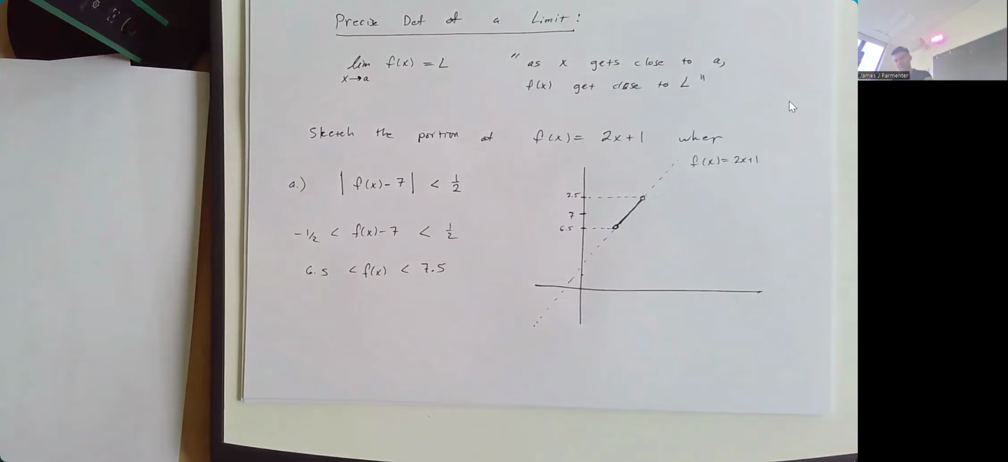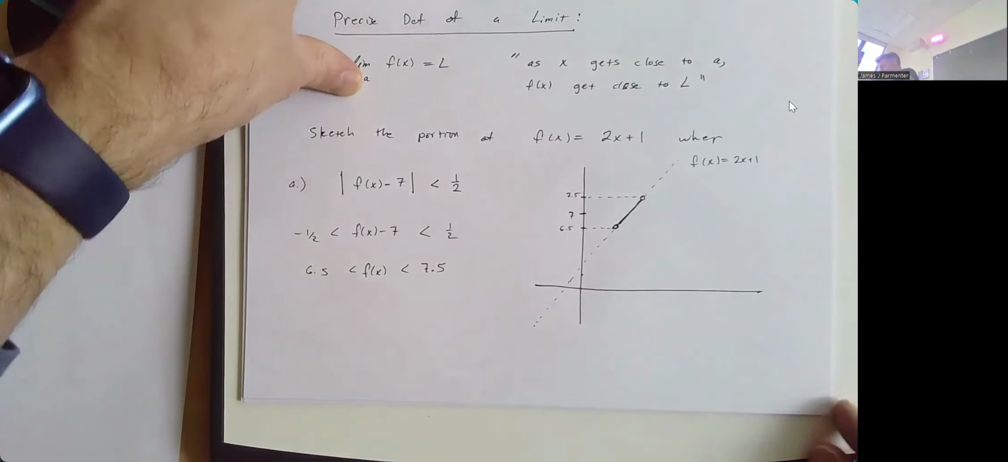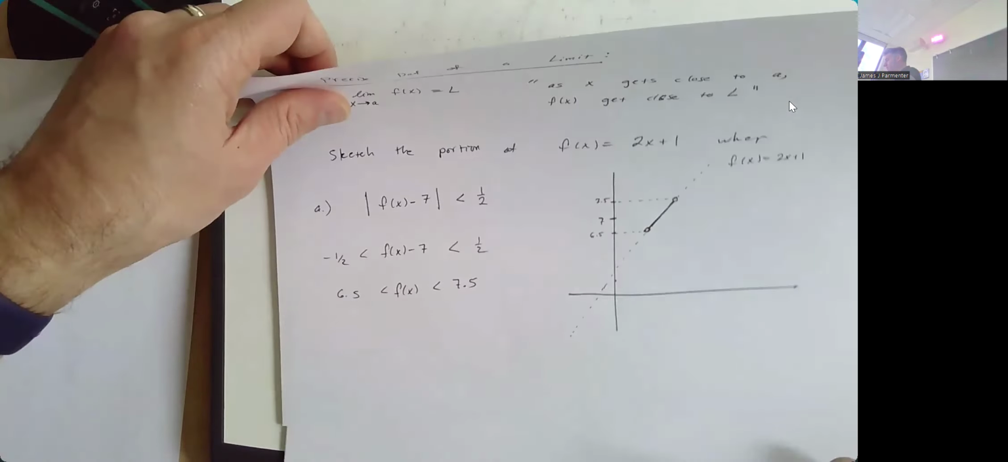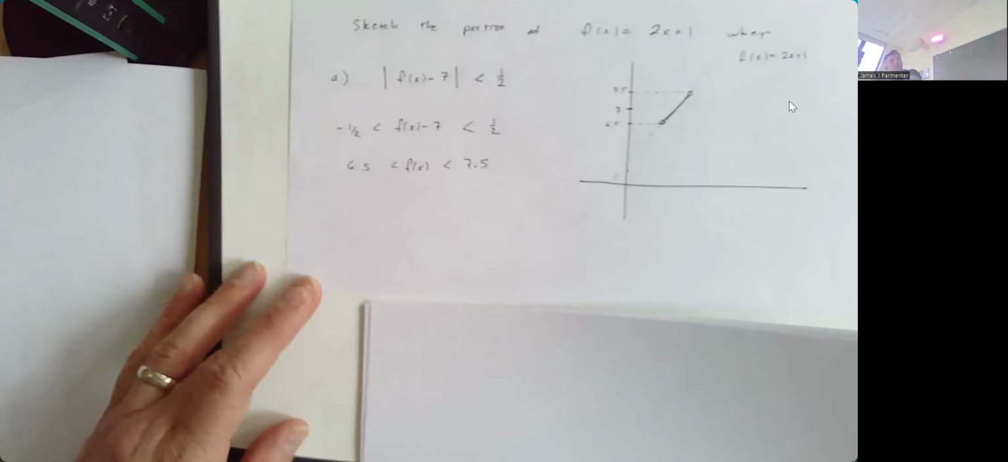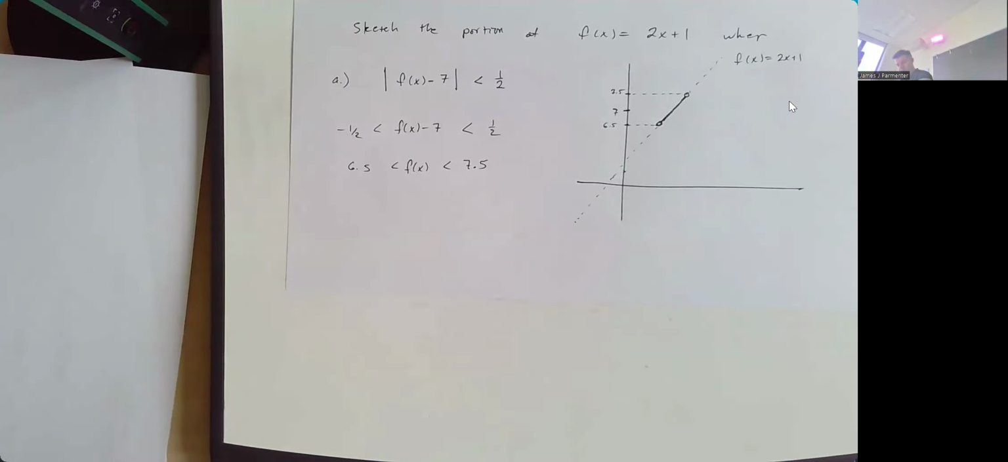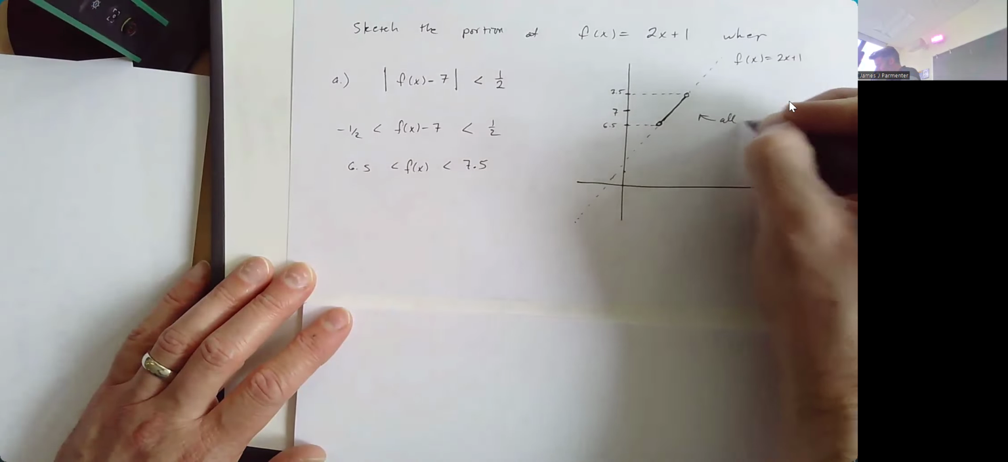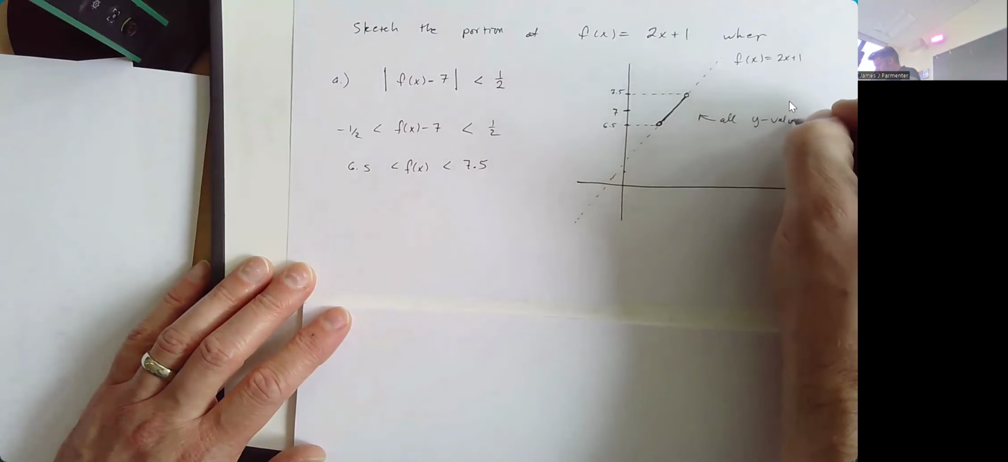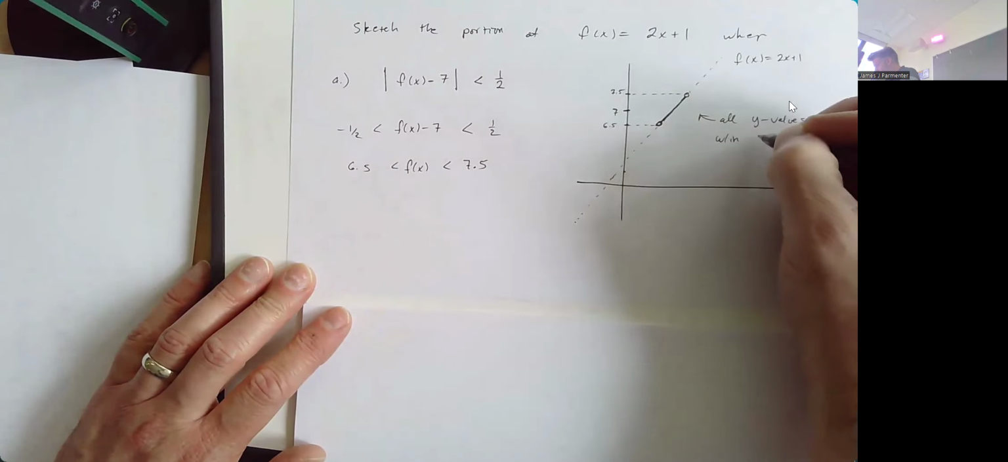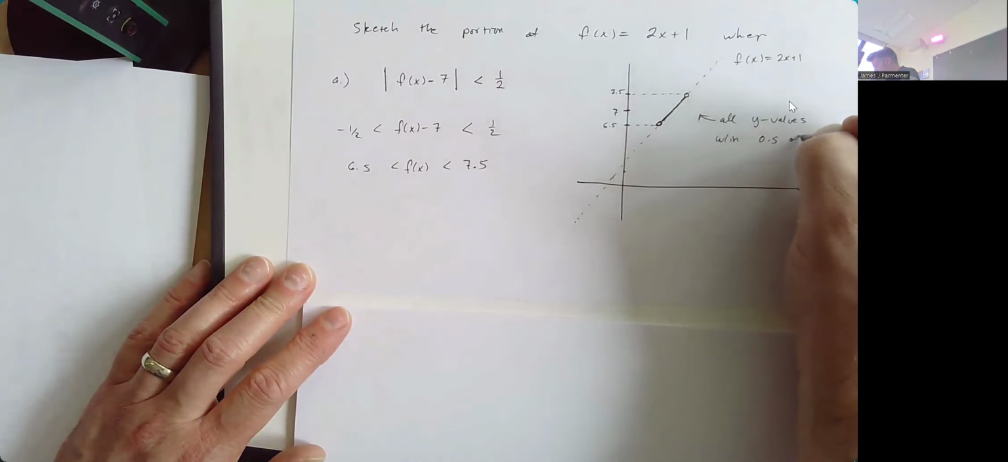Cool. Okay. It's going to feel a little bit repetitive for a minute here. That's okay. Sometimes it's good to repeat things. So I will point out this segment has all y values within 0.5 of y equal to 7.